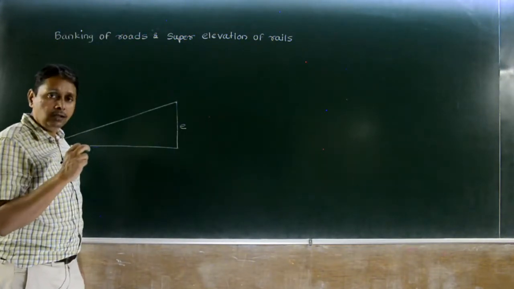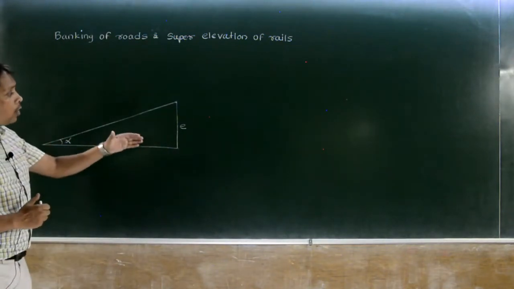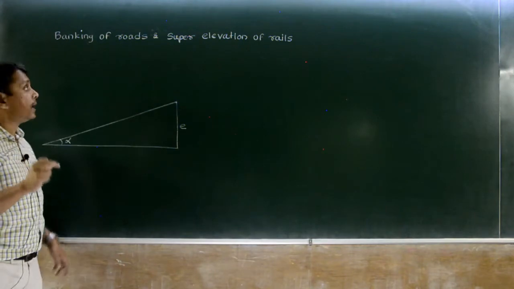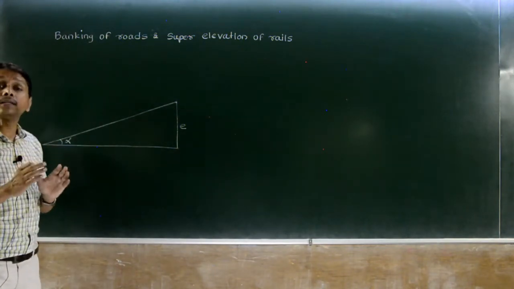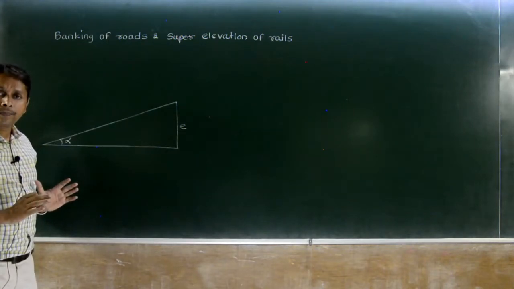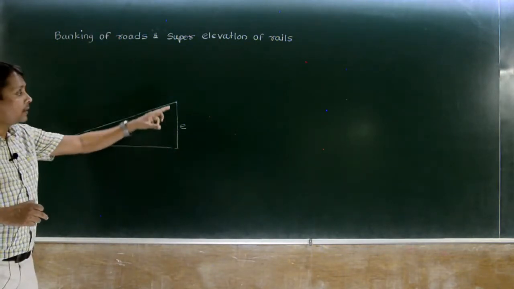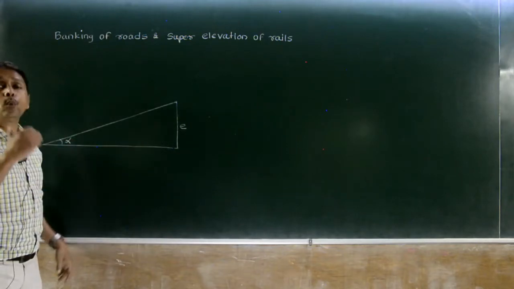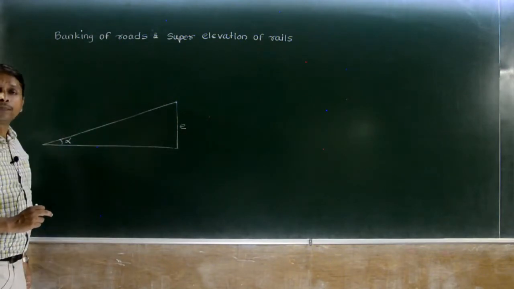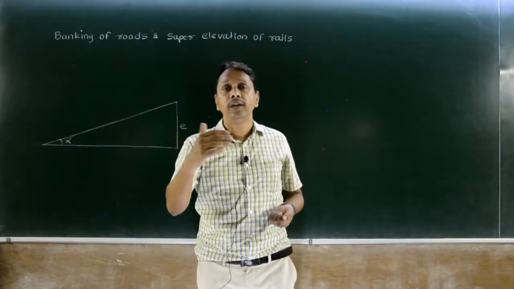And at how much angle the outer edge of the road is raised above the inner edge, that is called the angle of banking. Understood what I am saying? Is it clear? Super elevation is applicable to a railway track, where the outer rail is raised above the inner one; by how much amount is called the super elevation of the track. And angle of banking is applicable for roads, where the outer edge of the road is raised above the inner edge.